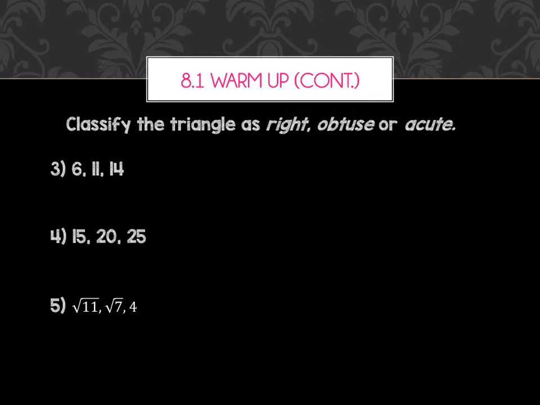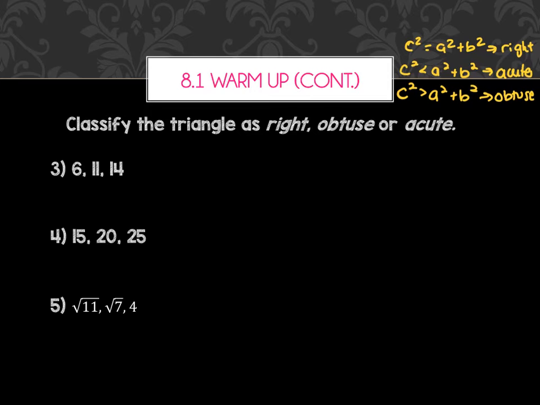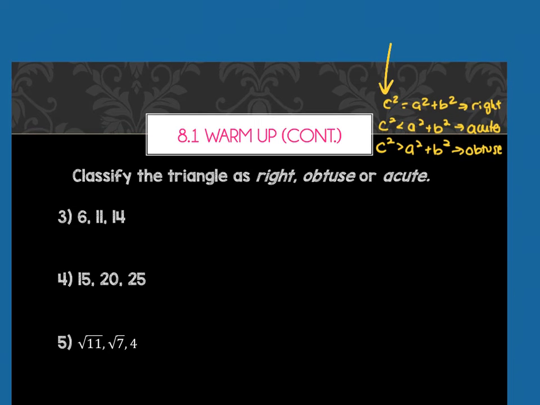So the converse said that if c squared equals a squared plus b squared, then this classifies as a right triangle. If c squared is less than a squared plus b squared, then this classifies as an acute triangle. And if c squared is greater than a squared plus b squared, then the triangle is obtuse. We have to make c the largest of the sides. So the other two don't matter, but the c has to be the largest when we compare these.